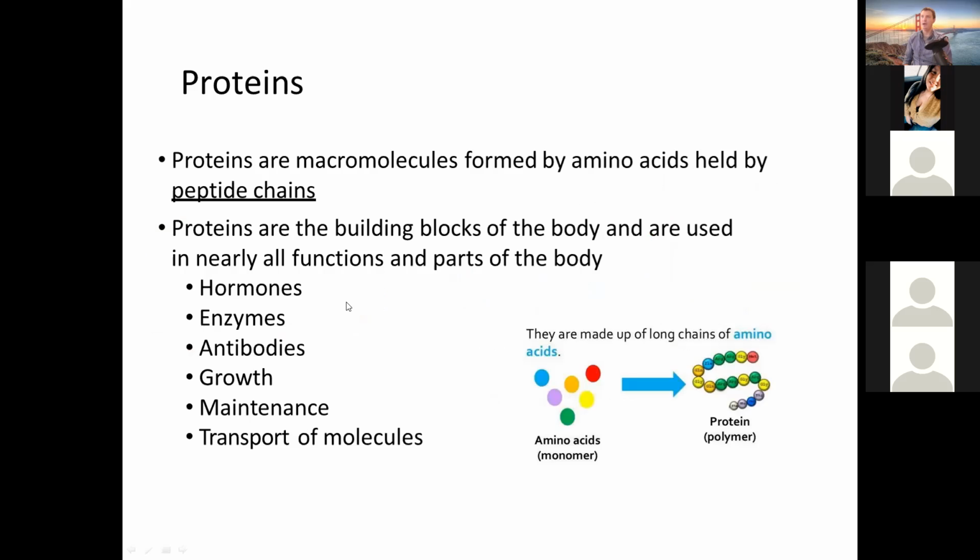Okay, so proteins are macromolecules formed by amino acids held by peptide chains. Proteins are the building blocks of the body and are used in nearly all functions and parts of the body. Proteins can act as hormones, as enzymes, as antibodies. They're used in growth and maintenance, and they can also be used for the transport of molecules. Okay, so just to remind you, amino acids are the monomer, and then we link those together to form the polymer, or the protein.